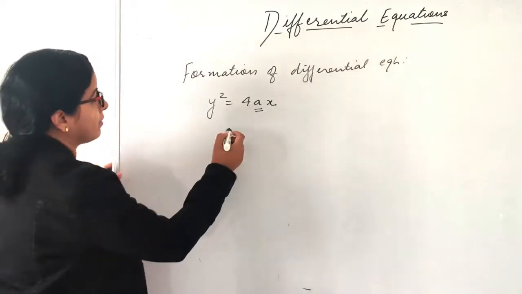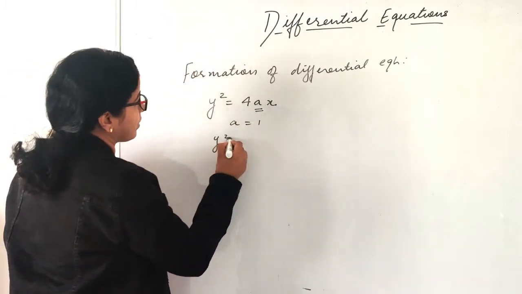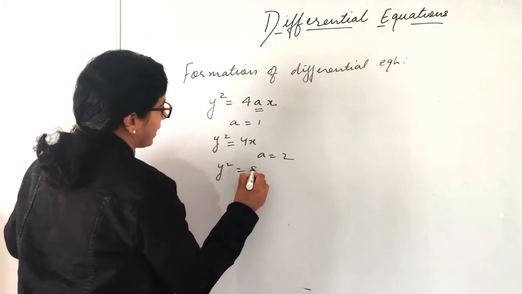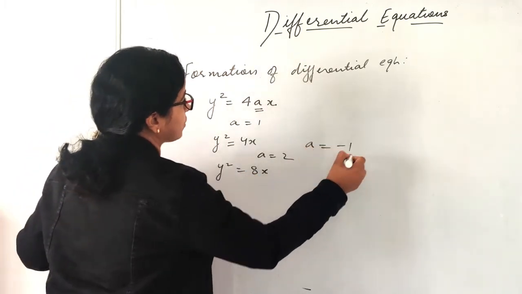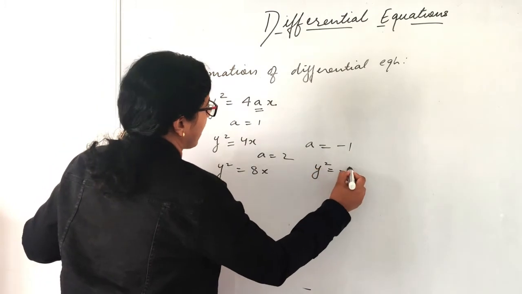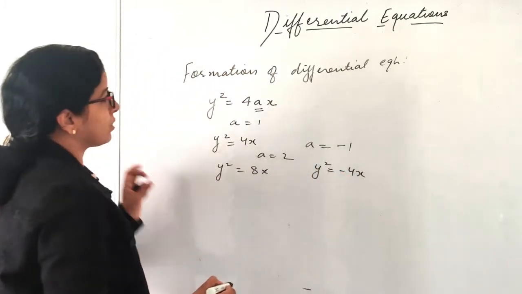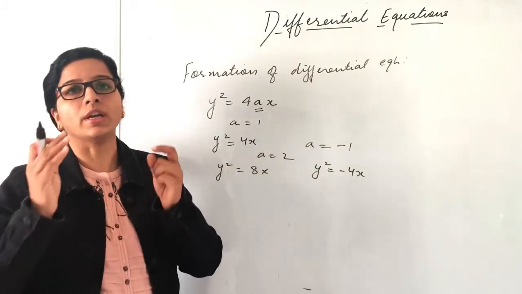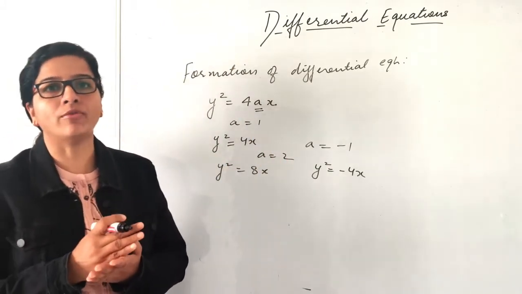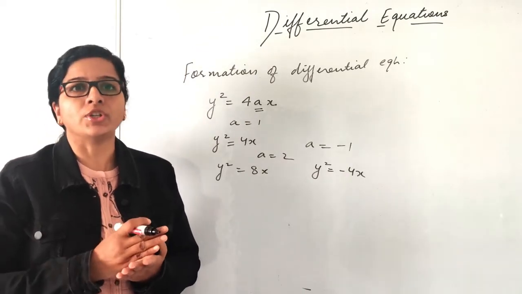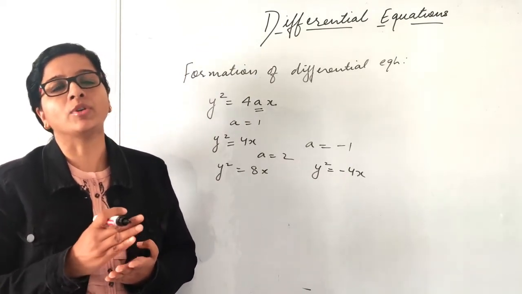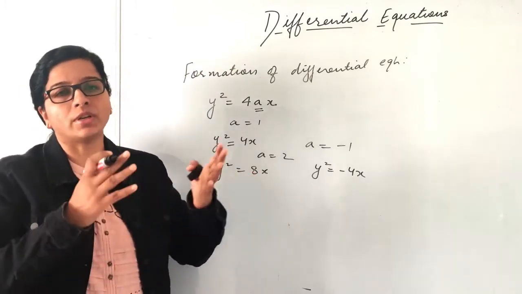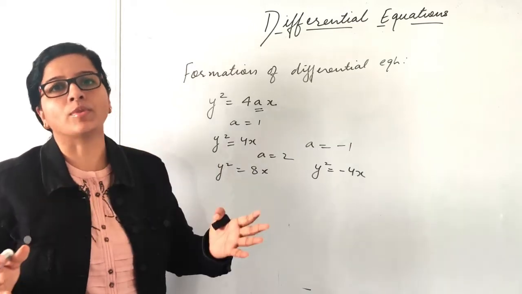Say for example, if I give a as 1, I will get y square is equal to 4x. A as 2, y square is equal to 8x. A equals to minus 1, so y square is equal to minus 4x, right? So giving different values to the arbitrary constant, I get different members of the family. So if an equation has one arbitrary constant, you will differentiate one time and try to remove that arbitrary constant using that number of equations. If you have two arbitrary constants, you will differentiate 2 times and remove those 2 arbitrary constants.